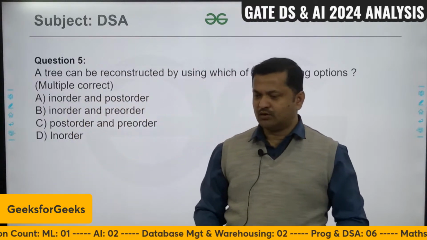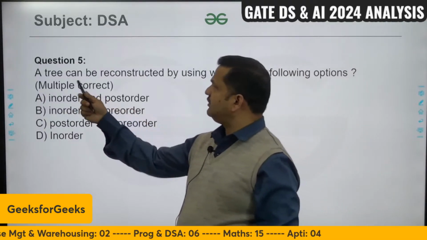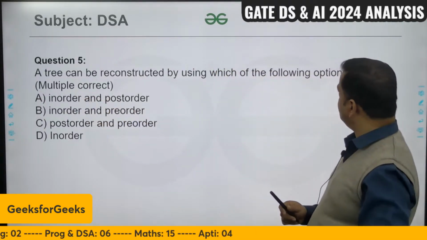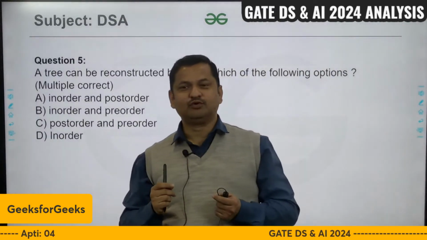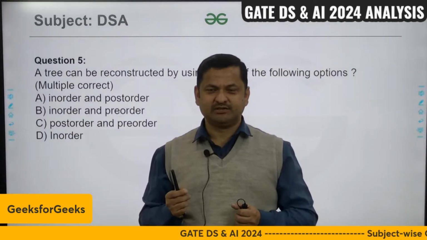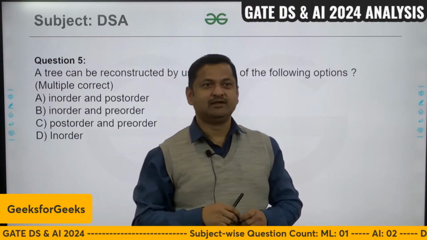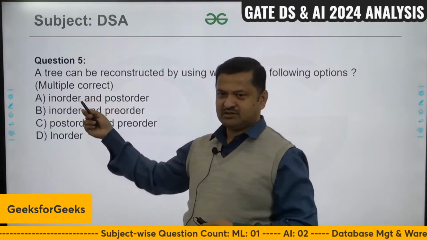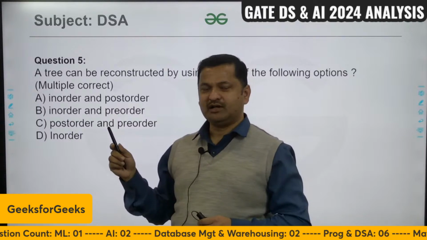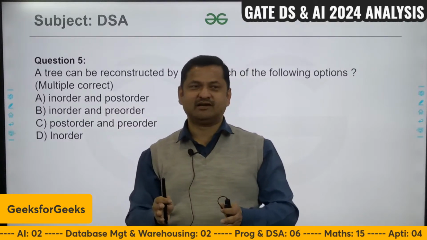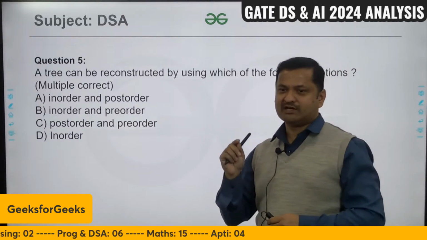All right. So we have another question that is exactly similar to the previous question. The tree can be reconstructed by using which of the following options, and it is a multiple correct option question. In that case, if you miss any particular choice, you are not going to get the marks. If it is a multiple correct option, you have to pick all the correct options. It is not like partial selection will get partial marking. The complete mark will be given only when you have selected the complete answer.